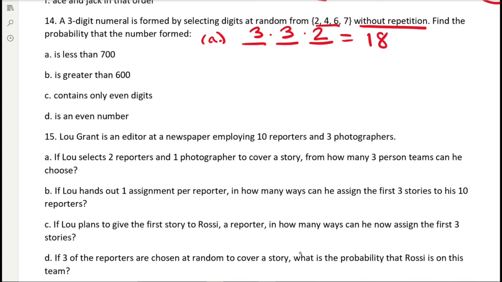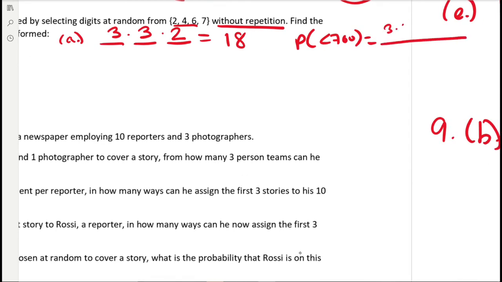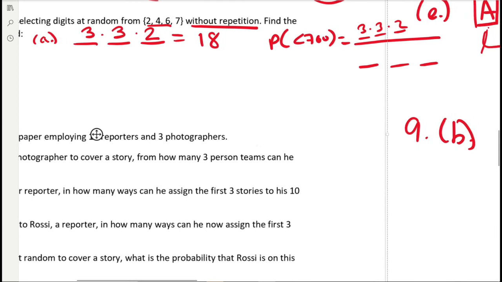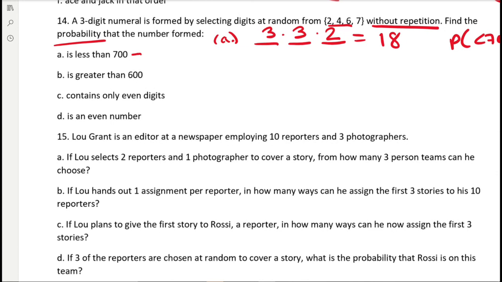That's not the final answer though, because they're asking for the probability. So the probability of less than 700. I'll do this off to the side because I want to save some space. Well, we just did our numerator, right? Our numerator is 3 times 3 times 2, which is 18. And then our denominator: how many total possibilities are there of choosing the numbers without repetition, without regard to how big the number is? In that case, there are four numbers, then three, then two. So that's going to be our fraction. It turns out that's 18 over 24, which we have to reduce, and that reduces to 3/4. So the answer to part A is 3/4.